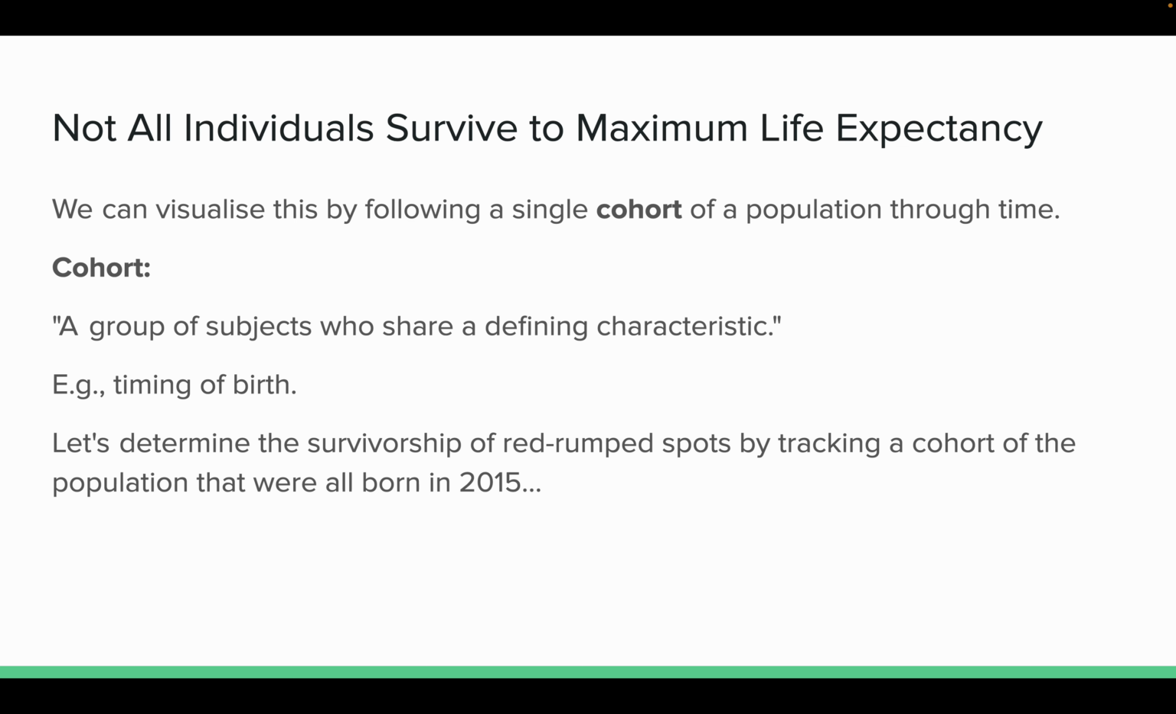So let's determine the survivorship of our red-rumped spots that we've been looking at throughout these lectures by tracking a cohort of the population that were all born in 2015. So that's what we mean by a cohort here, all individuals born at this time. Other examples of cohorts could be your classmates throughout school that were in the same year level as you. They're all in the same cohort as you.